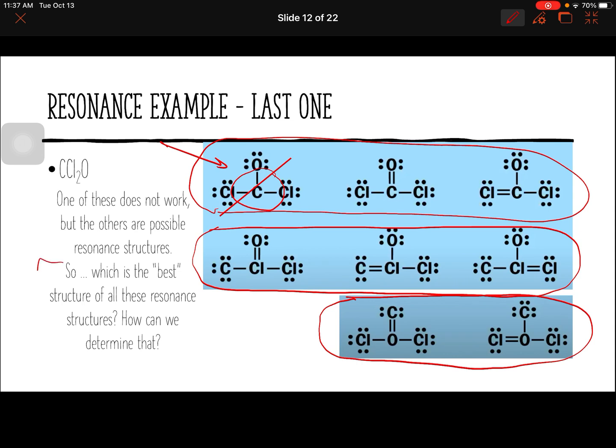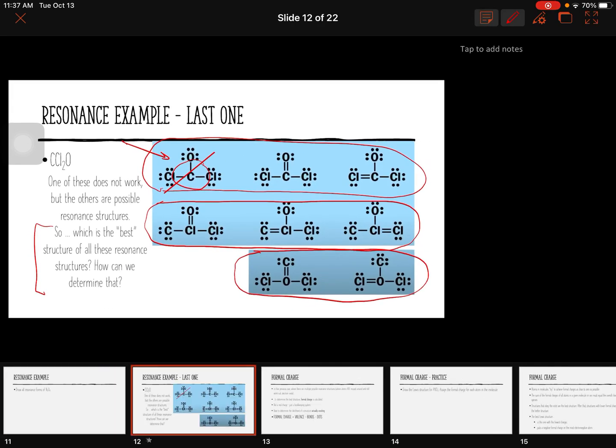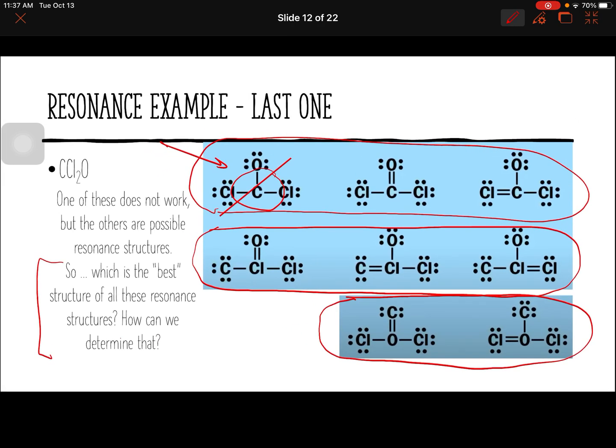So we can also have a method to determine which is the best of all of these particular structures by using something called formal charge, which I'm going to put into a separate video right after this one.